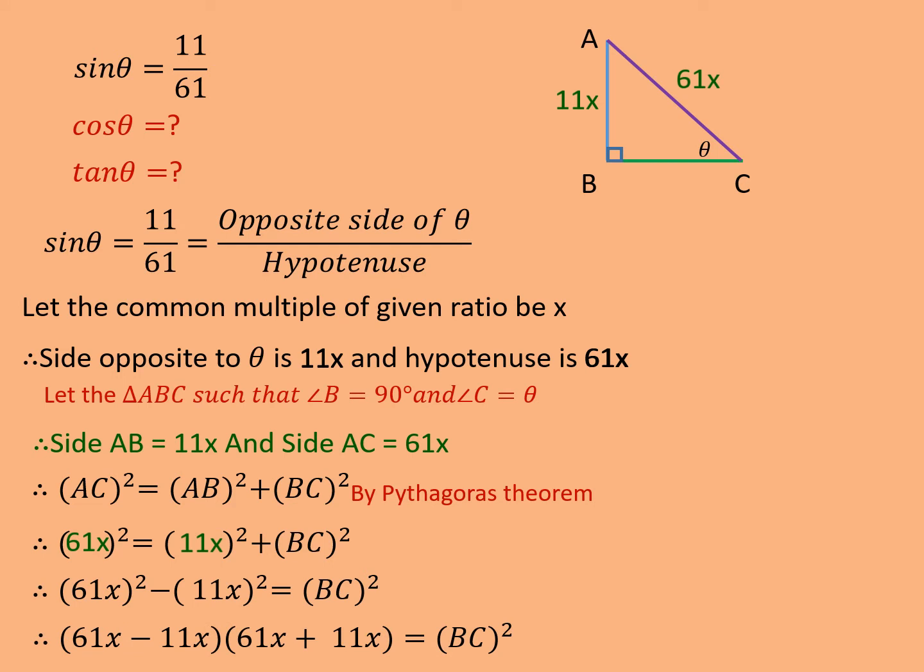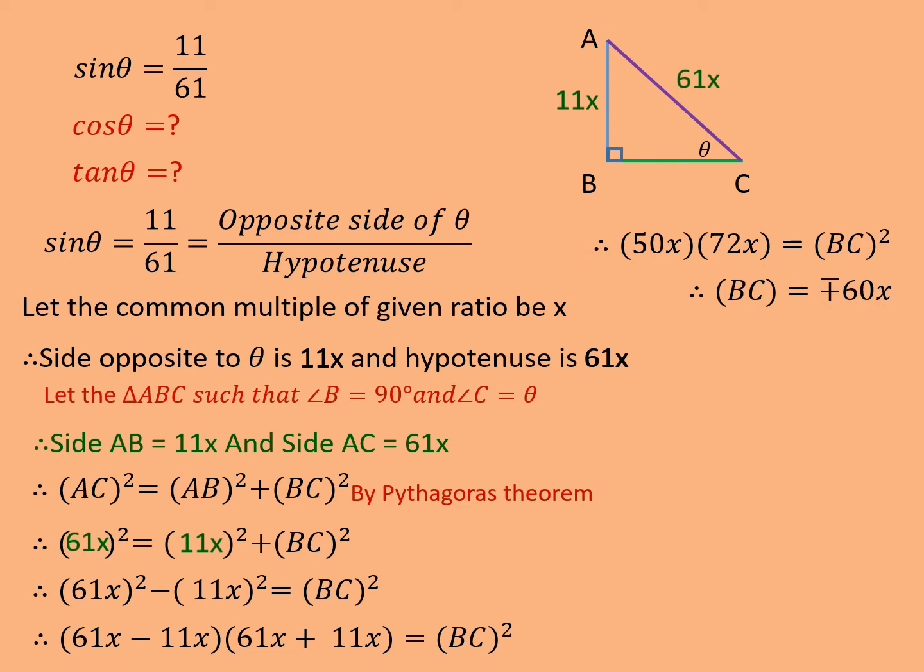Therefore, as you know, the a square minus b square formula: a square minus b square equals a plus b into a minus b, or a minus b into a plus b. So the same thing is applied. (61x minus 11x) into (61x plus 11x) equals BC square. Therefore 50x, because 61x minus 11x will give you 50x, into 72x, because 61x plus 11x becomes 72x, equals BC square.